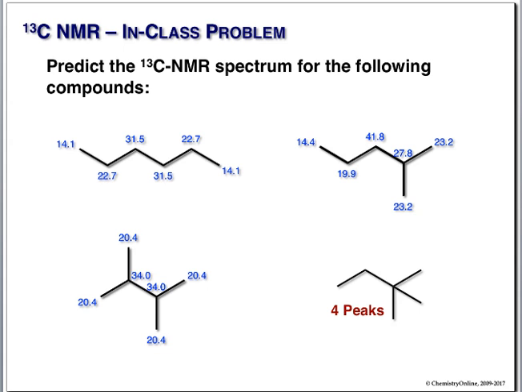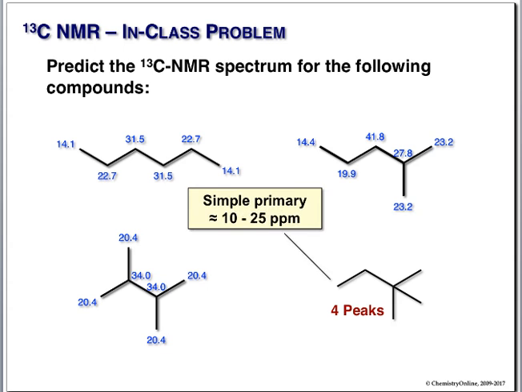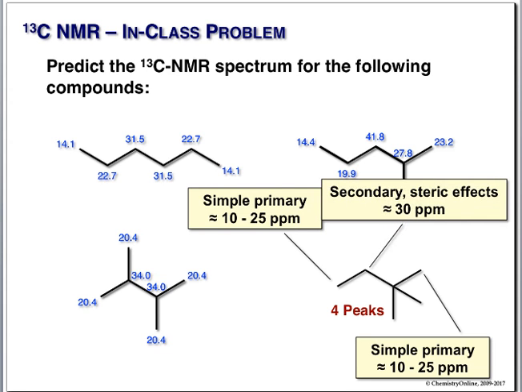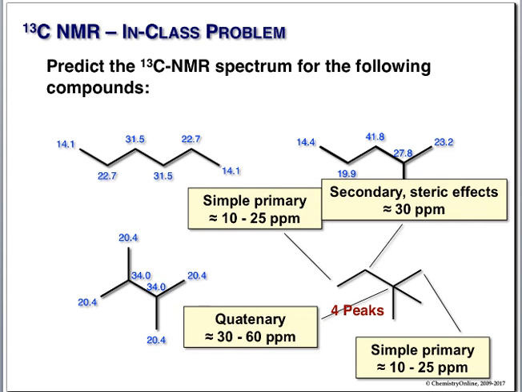Again, we have a simple methyl on the end here. We have 3 more or less simple methyls down here. They're going to be moved up due to crowding. We have a secondary sitting here. And our quaternary is going to be moved up quite a bit, probably due to lots of crowding. That's what we think. In fact, this is what it looks like.